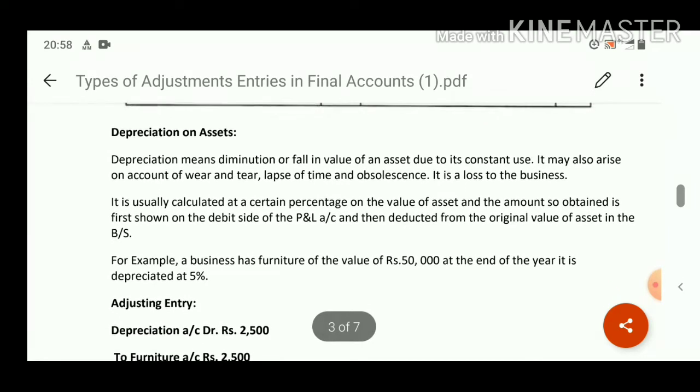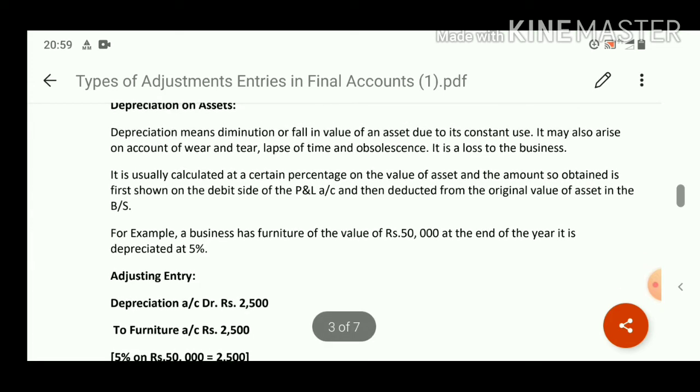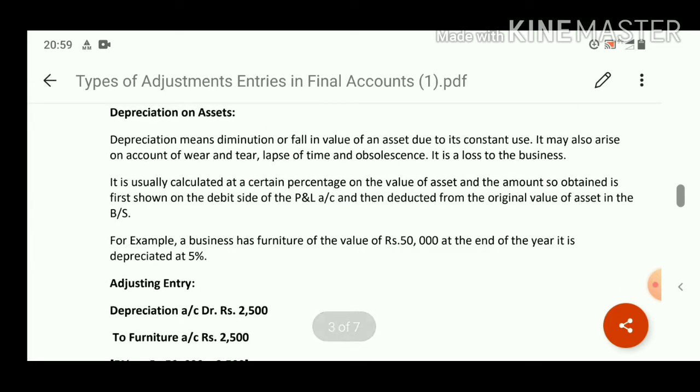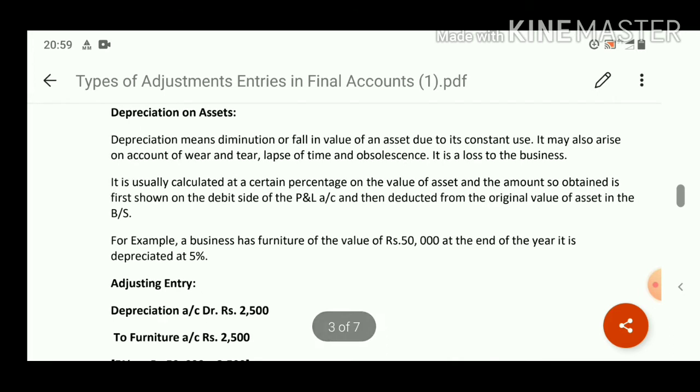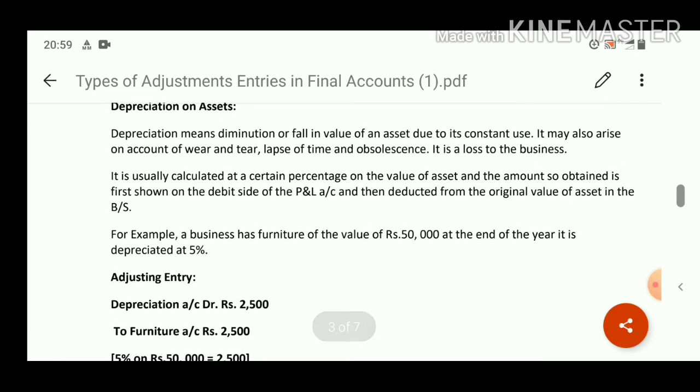Now comes depreciation on asset, which is very common, because all our assets that we are going to use are going to depreciate sometime or the other, due to wear and tear, due to use, due to obsolescence. So this decline of the asset is a loss to our organization. Therefore, I am going to record it on the debit side of the profit and loss account.